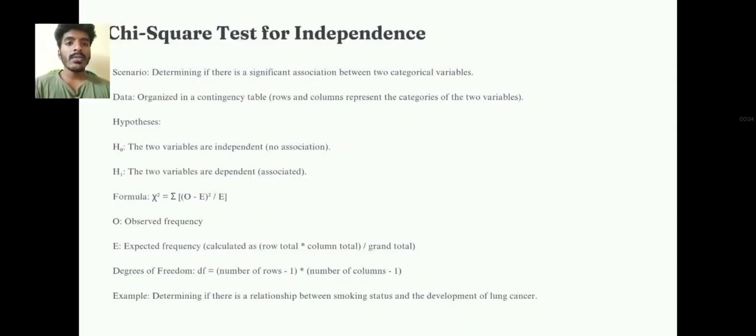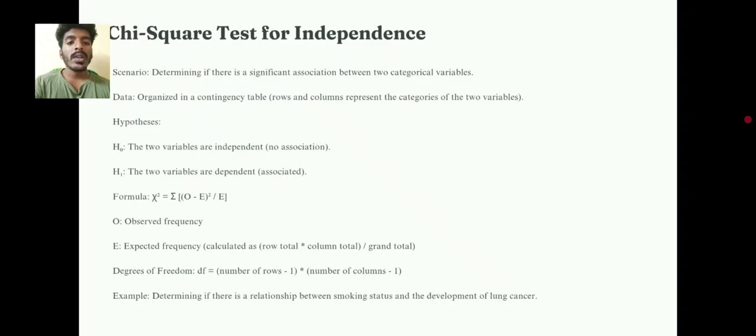Chi-square test for independence. Scenario: determining if there is a significant association between two categorical variables. Data is organized in a contingency table. Rows and columns represent the categories of the two variables. Hypothesis: H0, the two variables are independent, no association. H1, the two variables are dependent, associated. Formula: chi-square equals sigma of O minus E the whole squared divided by E. O represents observed frequency. E indicates expected frequency, calculated as row total times column total divided by grand total.